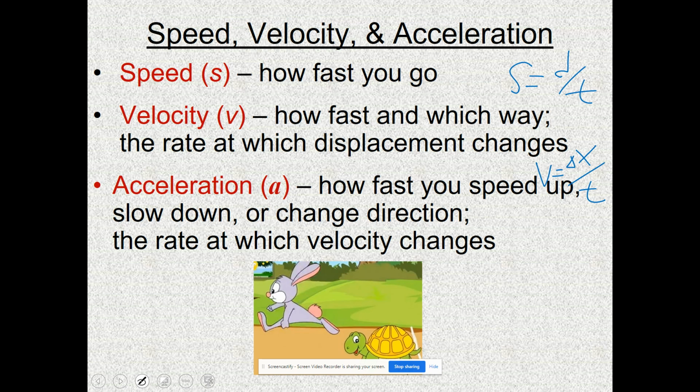Acceleration is how fast you speed up or slow down or change direction. Well, if you speed up, slow down, or change direction, then what you're really changing is your velocity. So acceleration is the rate at which velocity changes over time. And I can write something that looks like this. And I'll give you this formula a little bit later as well.